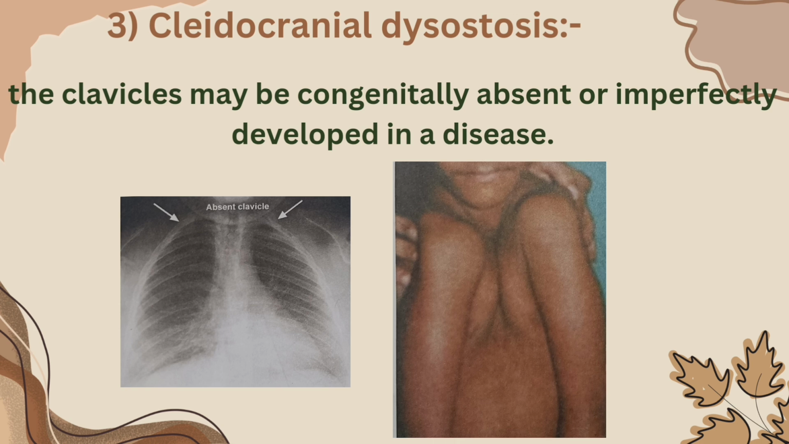Third, cleidocranial dysostosis: the clavicle may be congenitally absent or imperfectly developed in a person. Here there are two images given. In the first one the clavicle is totally absent. This is the X-ray, and then the second image.